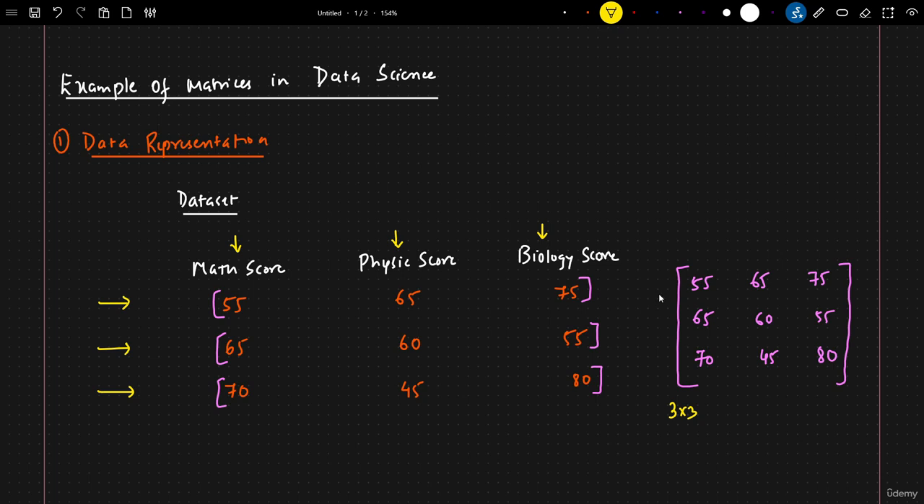What does 3 cross 3 basically mean? We have 3 rows, which indicates the marks of 3 students, okay? And then we have 3 columns. These 3 columns specify our 3 features, which are math score, physics score, and biology score. So this is my feature 1, feature 2, feature 3. And for representing this entire data, we use a matrix format that is called 3 cross 3. Why? Because we have 3 rows and 3 columns.